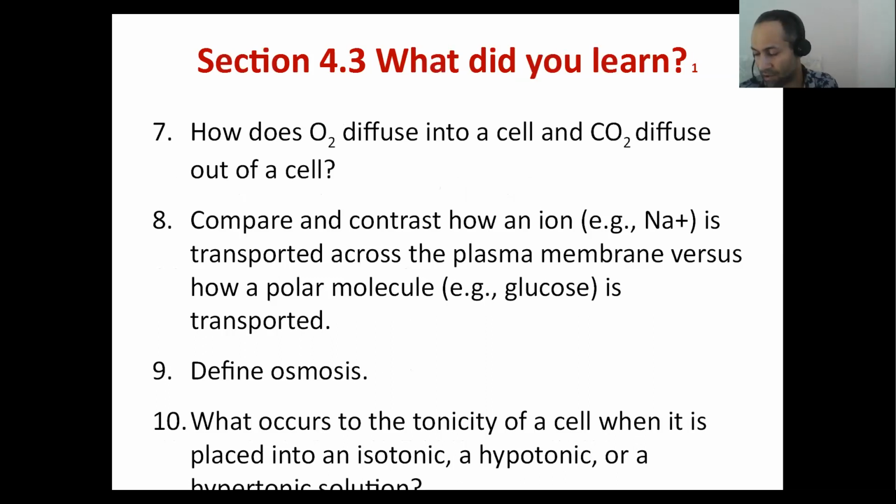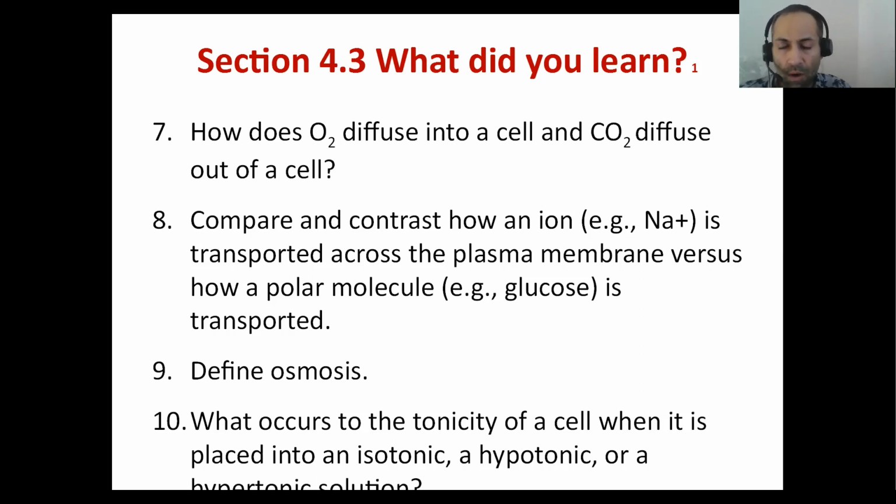Okay, how do oxygen and carbon dioxide diffuse out of a cell? By simple diffusion. Compare and contrast how an ion like sodium is transported across the plasma membrane versus how glucose is. Sodium can move in and out through a channel by means of passive diffusion, no energy needed. Glucose needs a carrier protein, so that's facilitated diffusion. Again, no energy, this is passive too, but glucose will need a carrier protein.